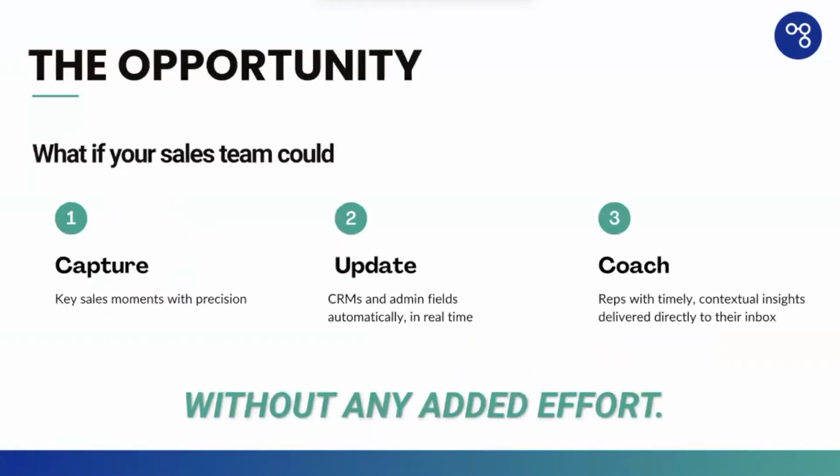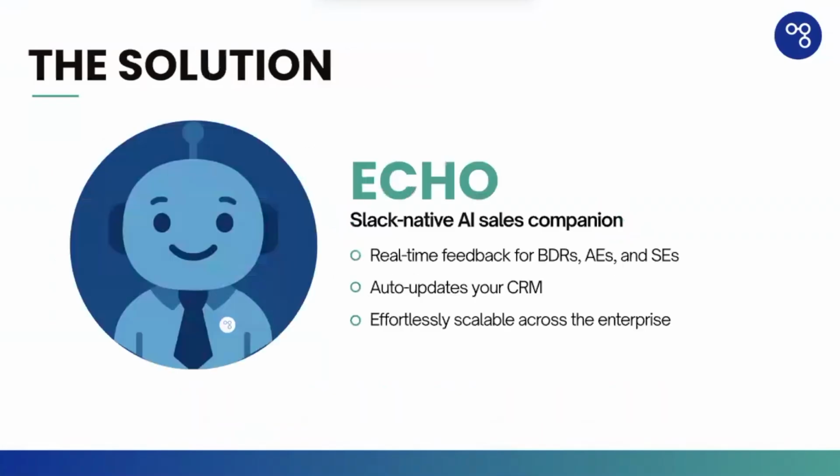So what if your sales teams could capture key sales moments with precision, update CRMs automatically, and coach reps with timely, contextual insight delivered straight to their inbox without any added effort? And that is where Echo comes in. Echo is a Slack native AI sales companion that provides real-time feedback for BDRs, AEs, SEs, and just the sales team in general. It auto updates your CRM, and it is effortlessly scalable across the enterprise.